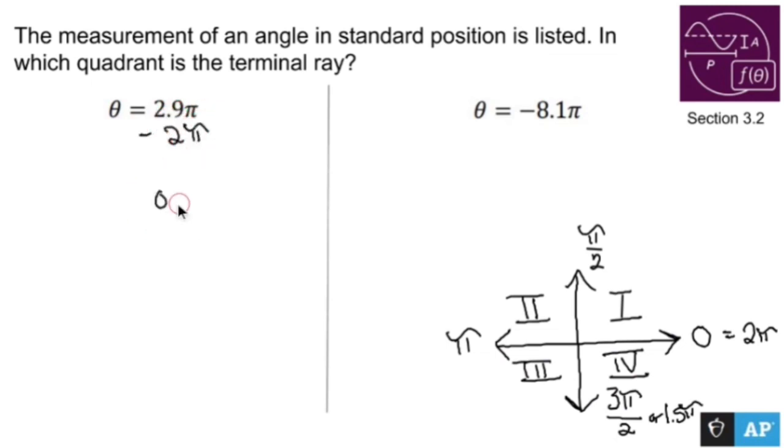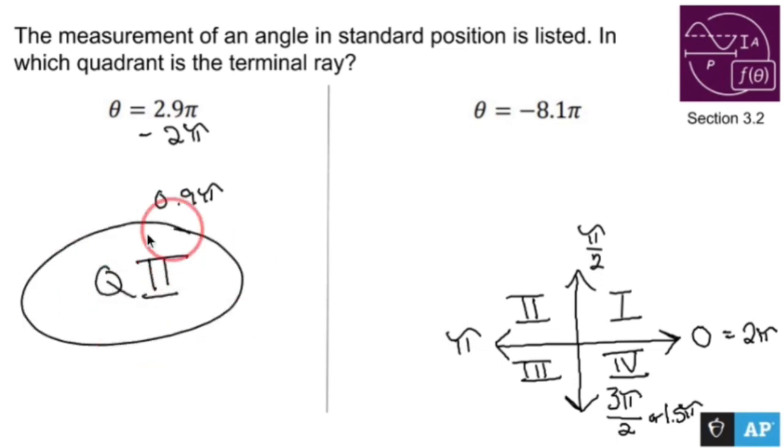That gets me 0.9 pi. 0.9 pi is less than 1 pi, but greater than half a pi. So we're looking at quadrant 2 for this one, quadrant 2.